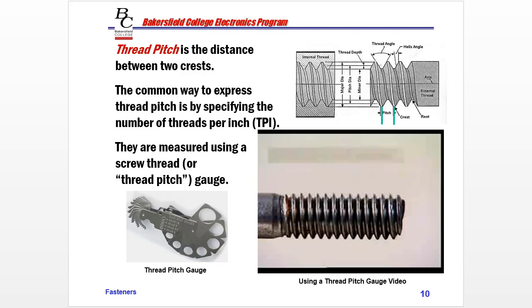So we can measure them using a screw thread or thread pitch gauge. So this actually measures the major diameter, and then we take one of these screw thread gauges and they will fit completely in the valleys, into the root, across the crest. And once we find the one that fits the best, then we know what TPI our threads are. And this can be very handy when we're doing tap and die work, when we're cutting new threads, and we need to see what pitch the bolt or nut is. We can use the thread pitch gauge to do that.